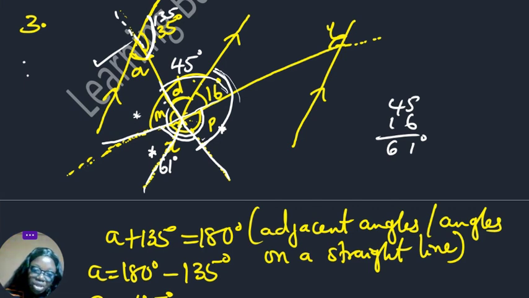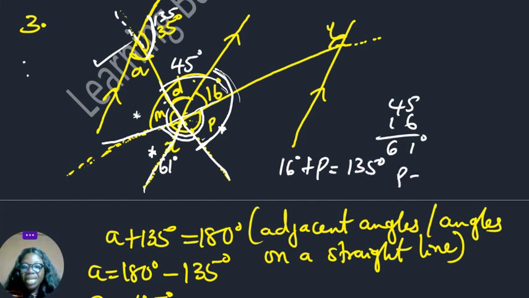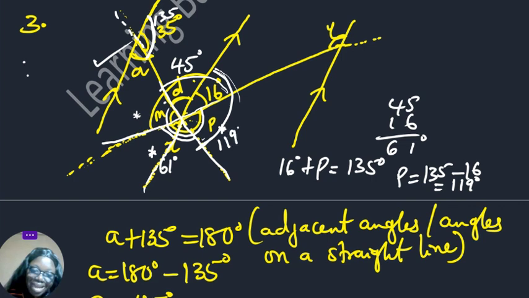That is 16 plus P should give us 135 degrees. So 16 degrees plus P equals 135 degrees. So it means P is equal to 135 minus 16, and that will be equal to 119 degrees. So the angle P here is 119 degrees. If P is 119 degrees, P is vertically opposite M. The angle P is vertically opposite to angle M. So angle M here will also be 119 degrees.